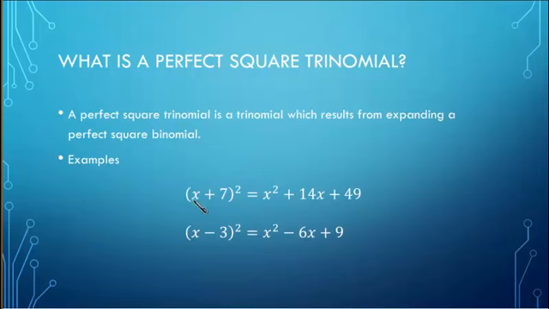So given a perfect square binomial, it's easy to get the corresponding perfect square trinomial. What we are attempting to do in this lesson is go from having a perfect square trinomial to the corresponding perfect square binomial. In other words, given x squared plus 14x plus 49, obtain x plus 7 quantity squared. Okay, so let's look at the general pattern.